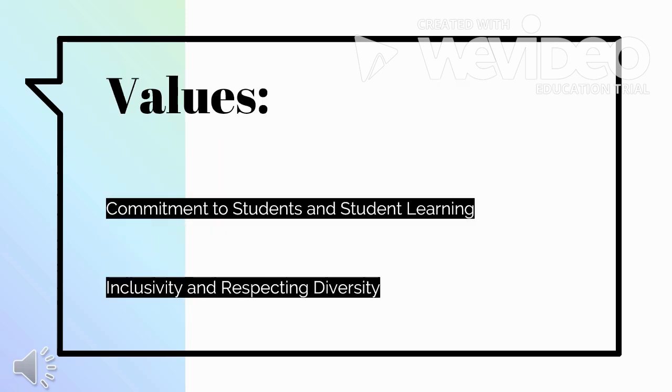The following values will be considered in this action research. The first one is commitment to students and student learning, and the second one would be inclusivity and respecting diversity. These two values are the core of the research question since it considers the unique individual students. This can relate to race, religion, student interests, and their learning style, as well as implementing a variety of strategies to increase their engagement and create a positive learning environment.